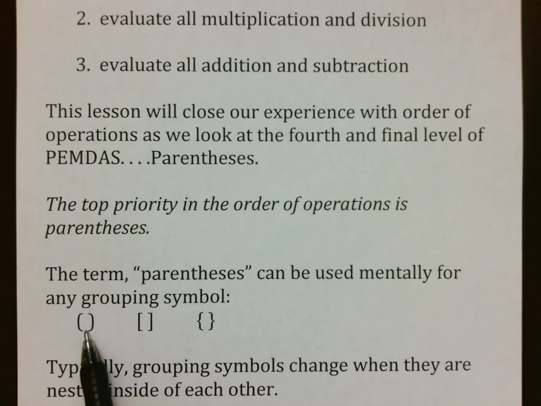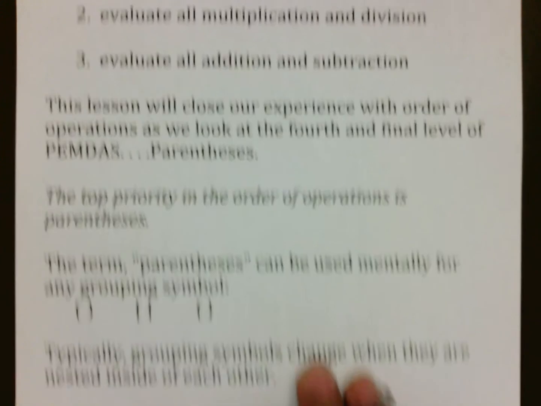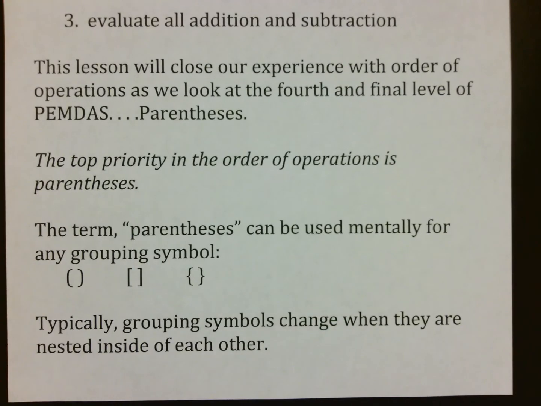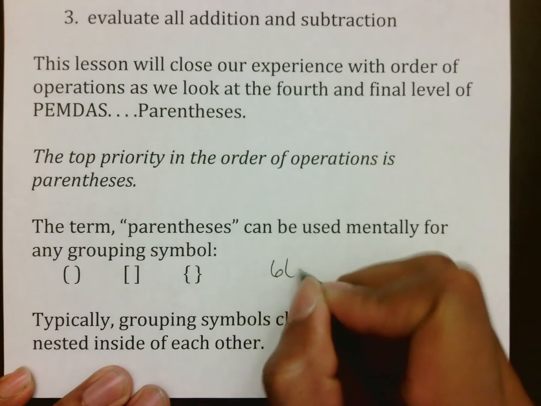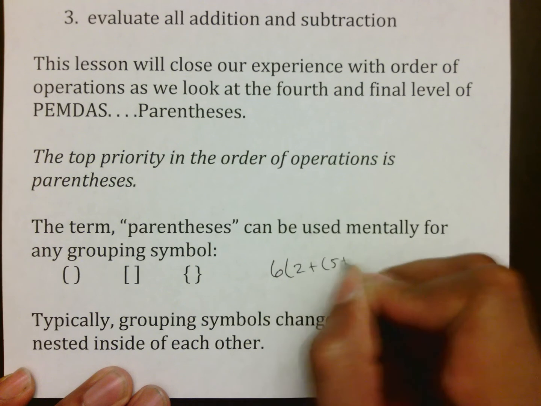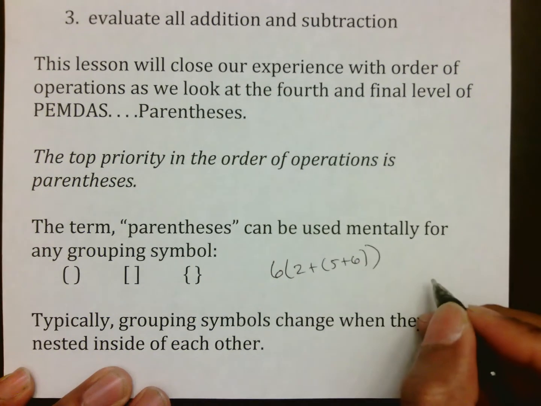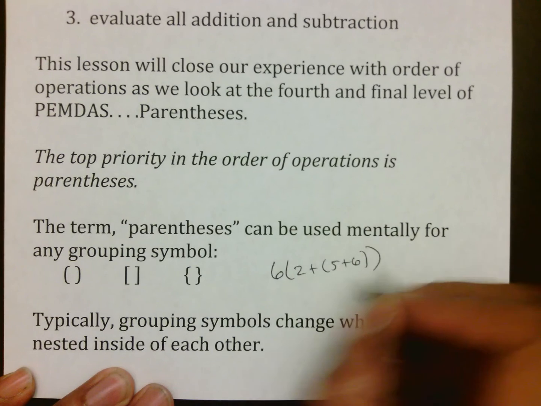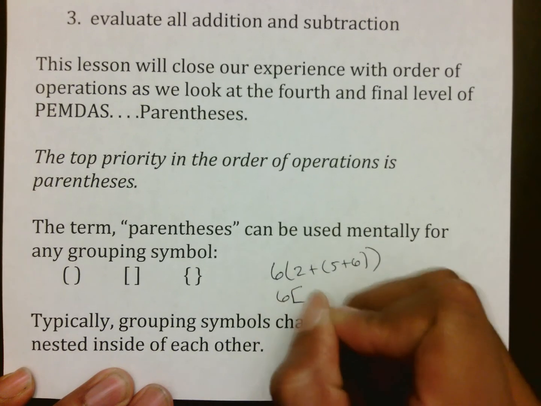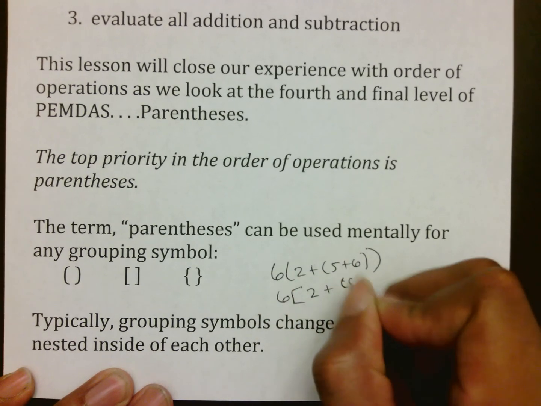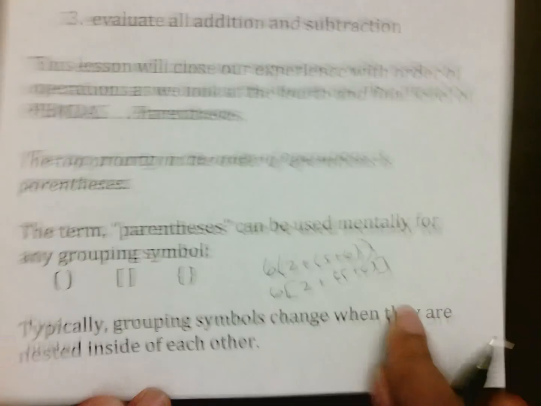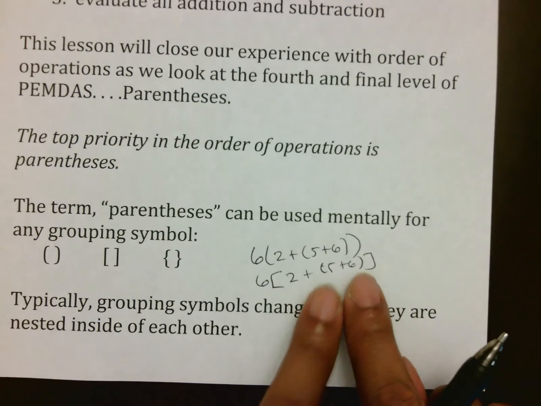These are actually officially parentheses. These here are actually called brackets, and these here are called braces. But again, they all have the same general workings of parentheses. Typically they change whenever they're nested. What that means is there's one inside of another. In other words, instead of writing 6 parentheses 2 plus 5 parentheses 6 with all those parentheses, which gets confusing because there is a parentheses nested inside of another, they usually switch to the bracket so that you can see that this one belongs to that and that this one belongs to that.